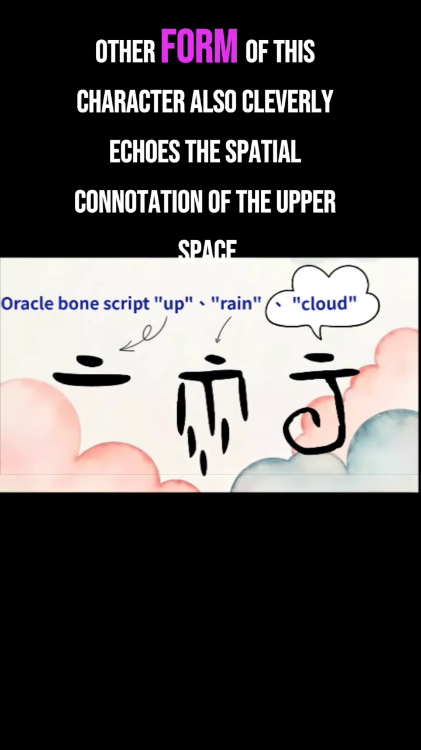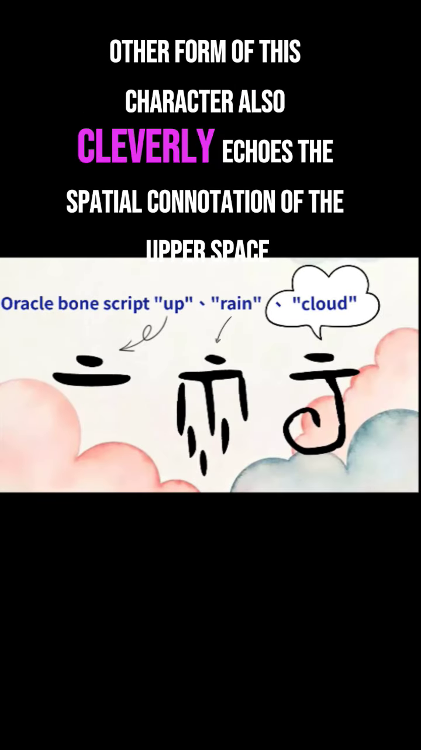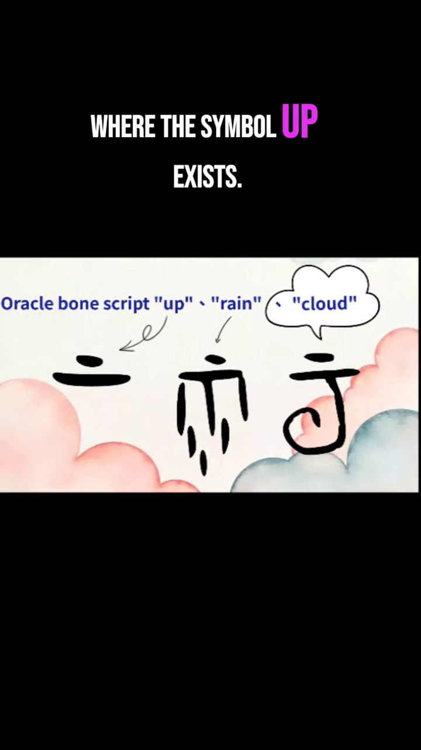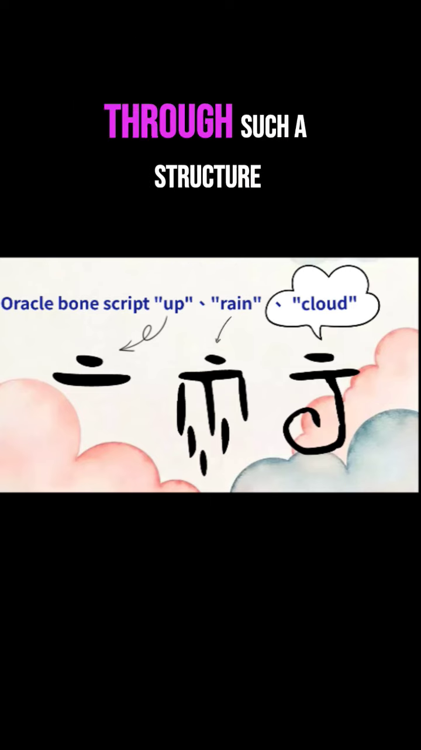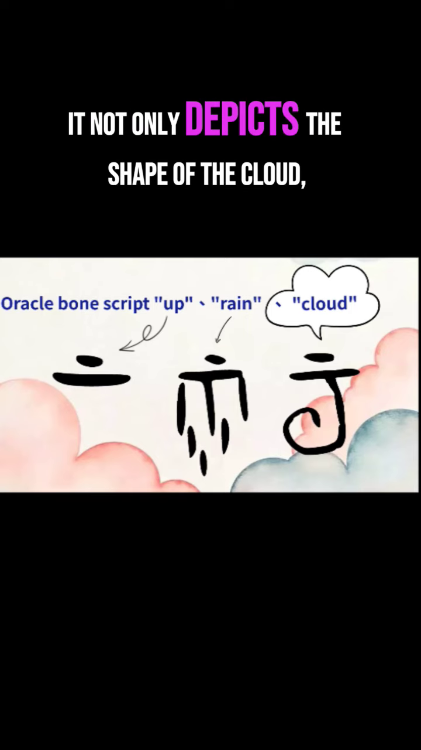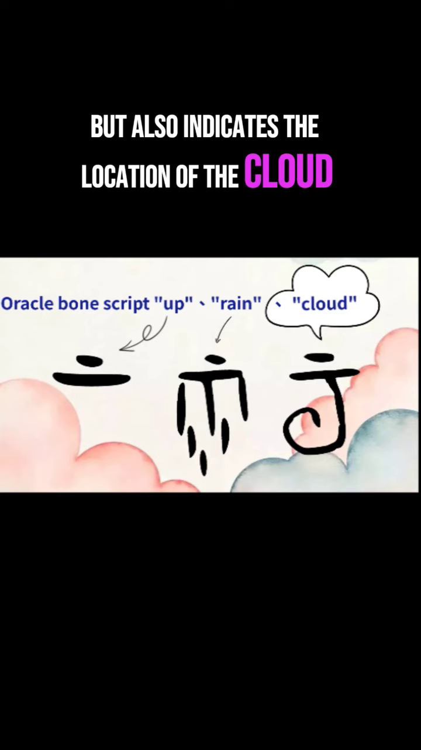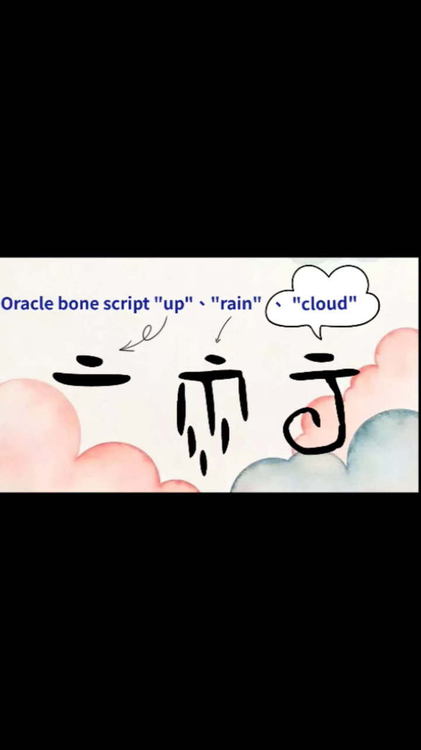Similarly, the other form of this character also cleverly echoes the spatial connotation of the upper space, where the symbol up exists. Through such a structure, it not only depicts the shape of the cloud, but also indicates the location of the cloud, the sky above.